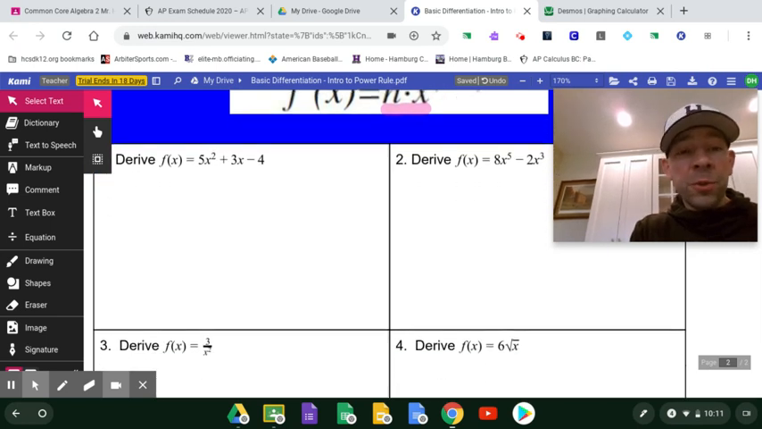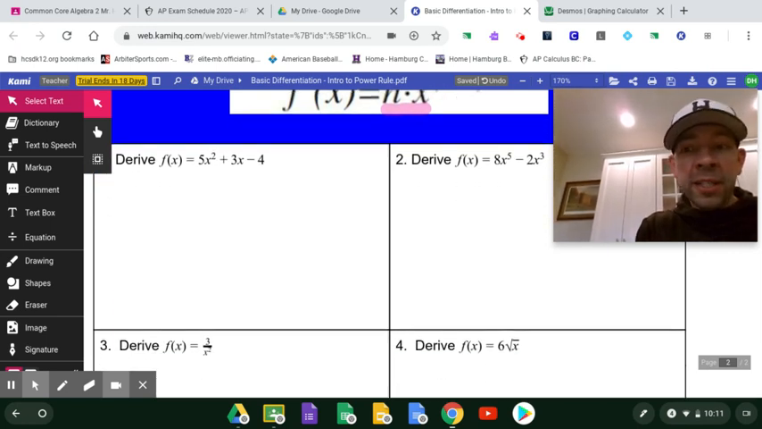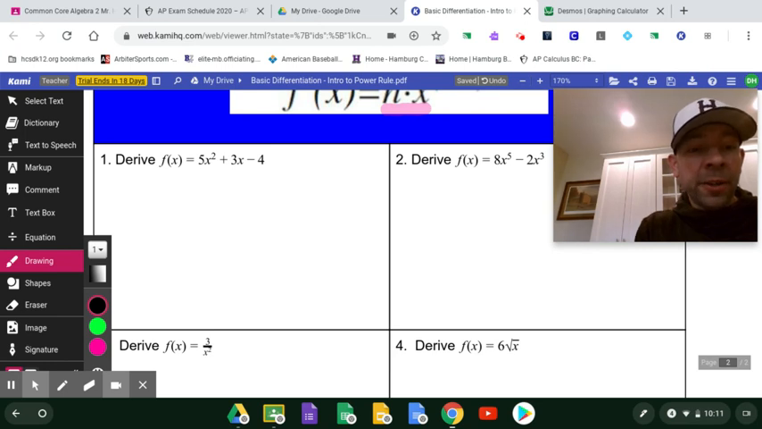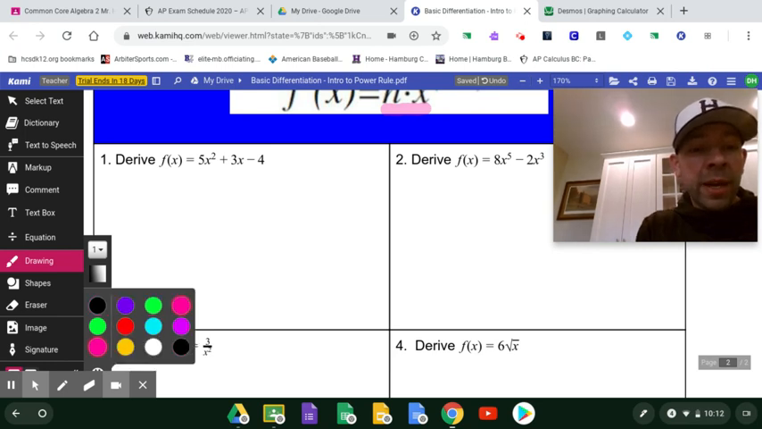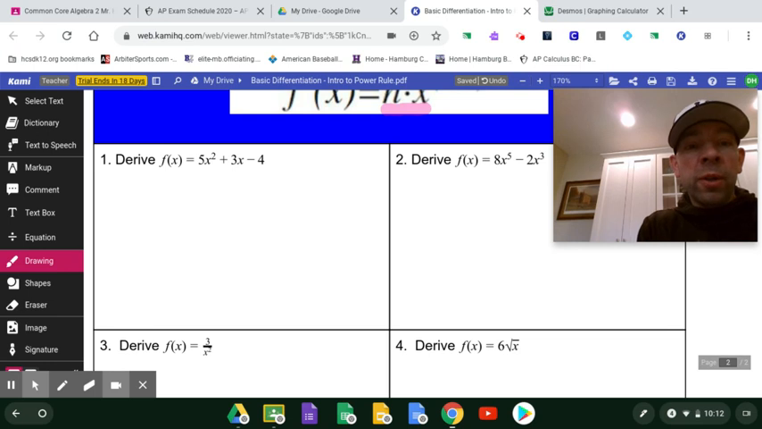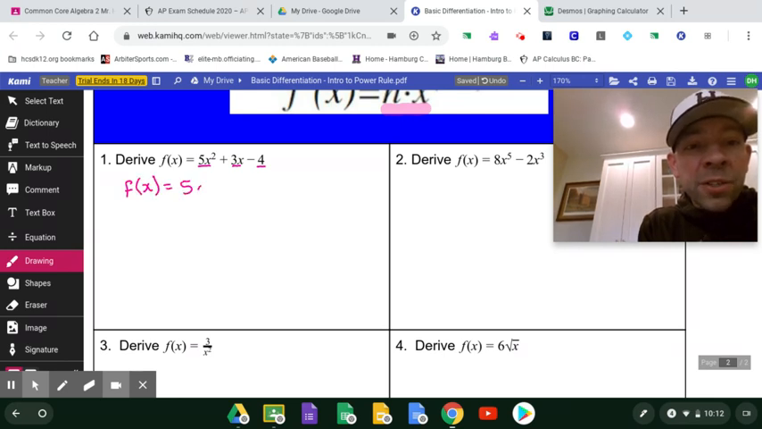And the first one is we're going to basically redo the problem we just did, except we're going to do it a lot easier and a lot faster. Okay. And I'm going to apply that power rule. And basically, I'm going to go term by term. As I derive this, I'm going to treat this like 3 separate problems. Okay. And one thing I'm going to do just for emphasis is I'm going to rewrite f of x as 5x squared plus 3x to the first minus 4x to the 0.